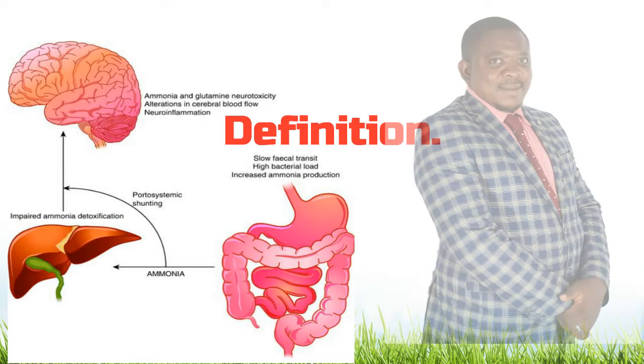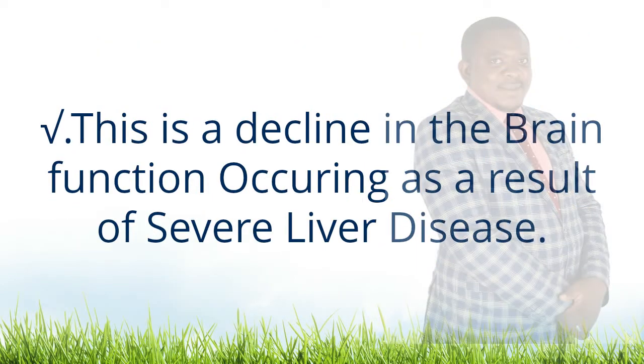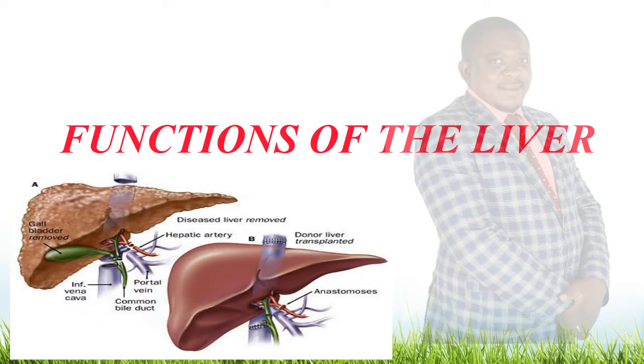So by definition, hepatic coma is the loss of brain function following failure of the liver to excrete excess toxins from the blood, and it's characterized by fever and the coma itself. Or you can still define it as a decline in brain function occurring as a result of severe liver disease. So that is what we call hepatic encephalopathy or hepatic coma. So with that discussed, let's look at some of the functions of the liver.